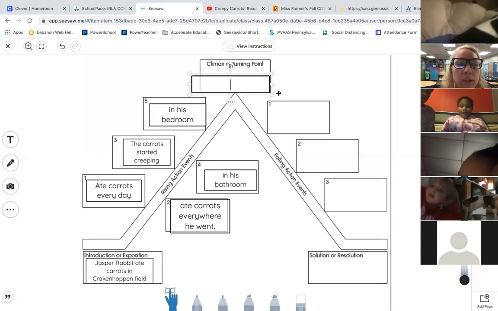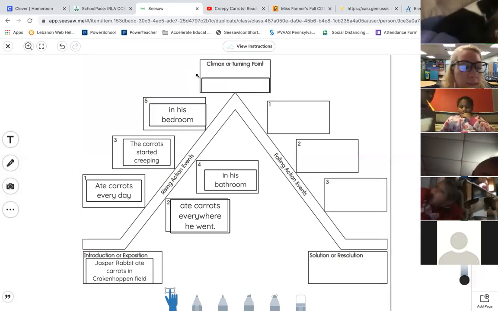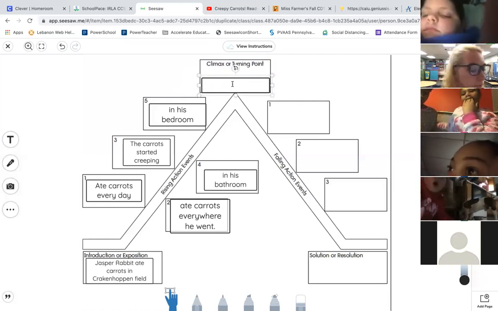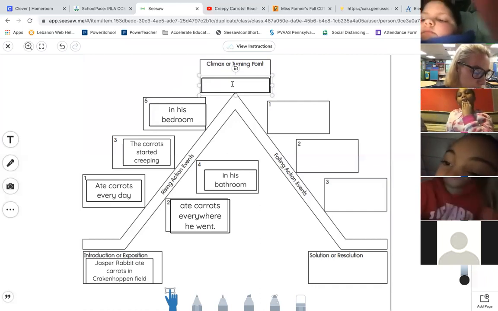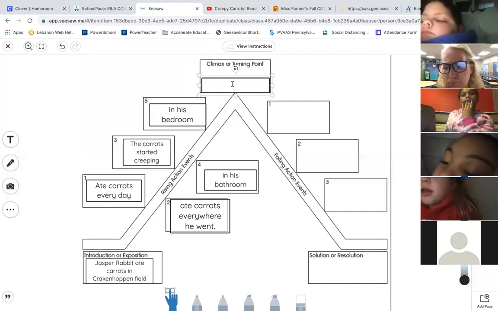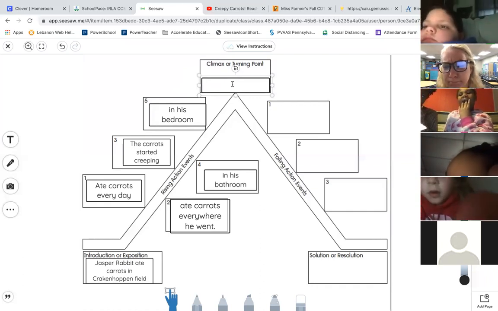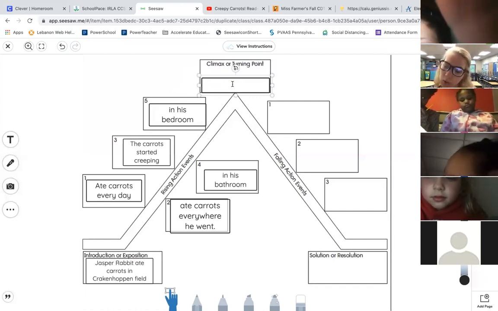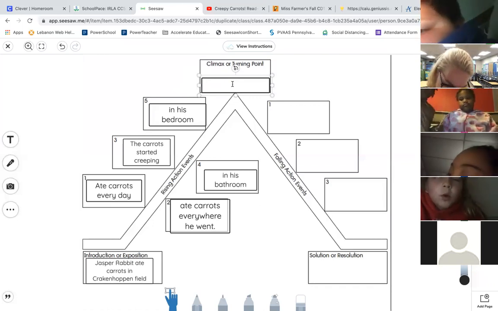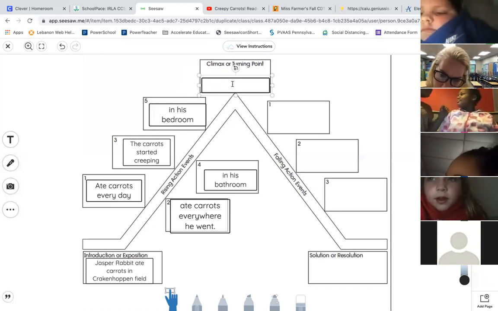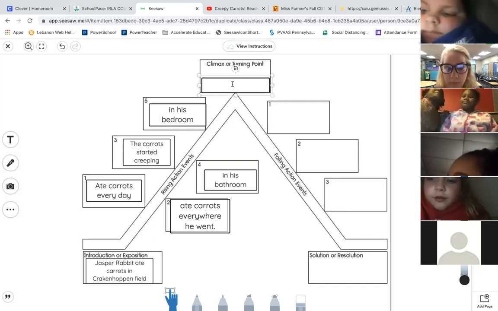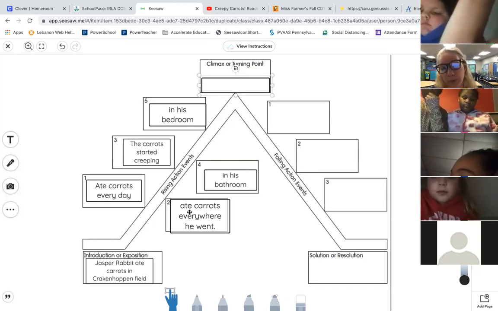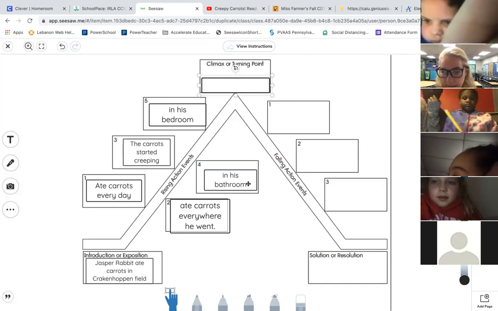Then what was the turning point? What was the most OMG part? They broke through the gate when the rabbit made it. No, they didn't. Another one was when he ate a carrot and nothing else happened. When he was in the field and he ate a carrot, none of the carrots came out. When he was eating a carrot and nobody was there. That would be a really good thing to put in here. Carrots started creeping, then he ate one.